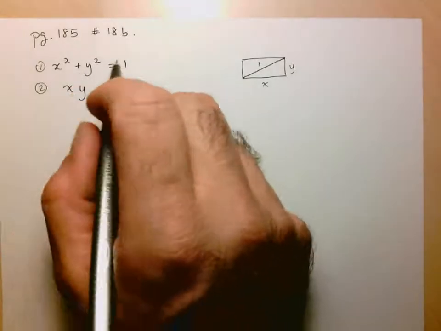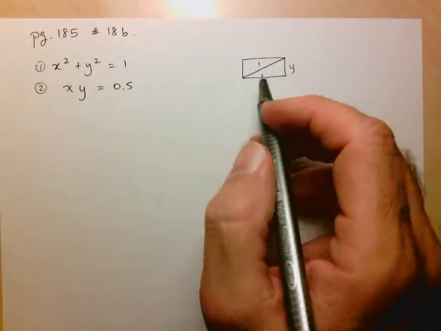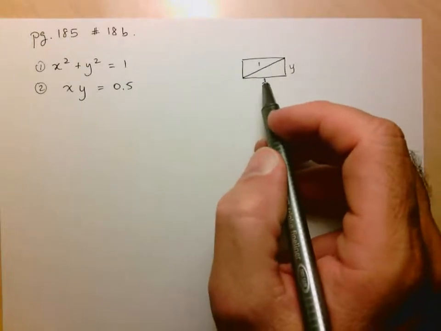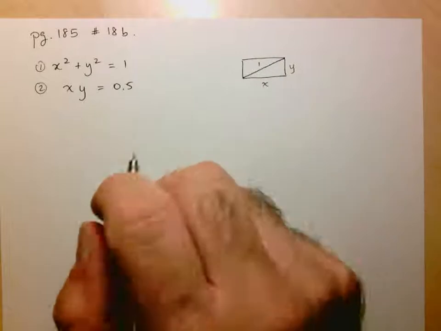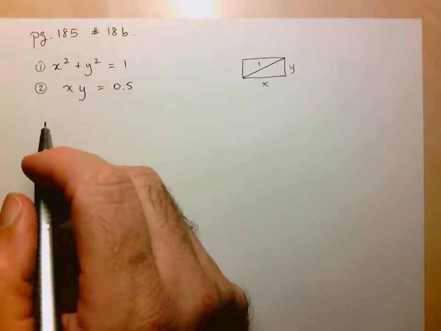So we see that this system of equations is equivalent to solving for the dimensions of a rectangle whose area is 0.5 and whose diagonal is equal to 1. Let's go ahead and actually solve the problem.